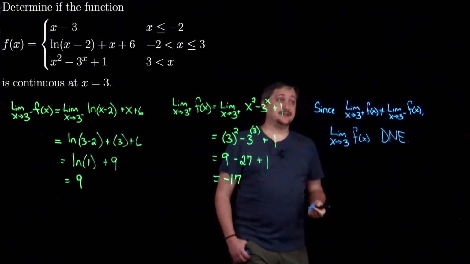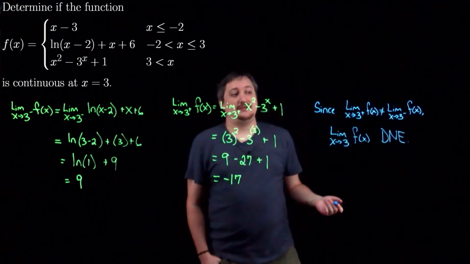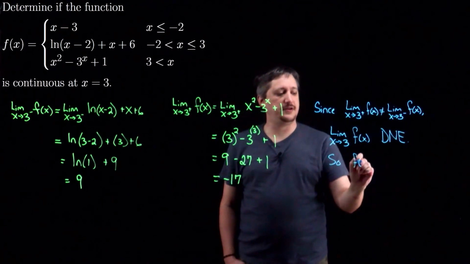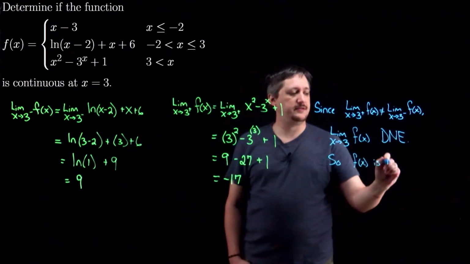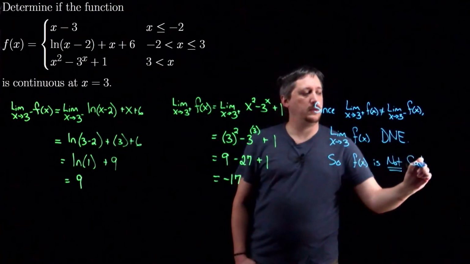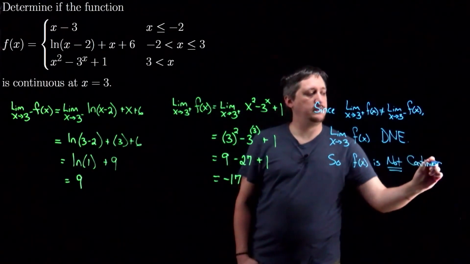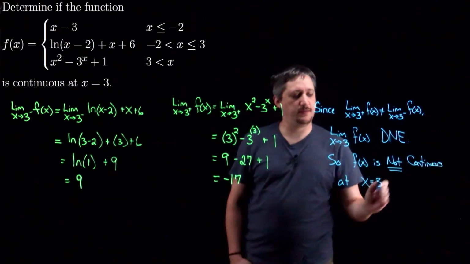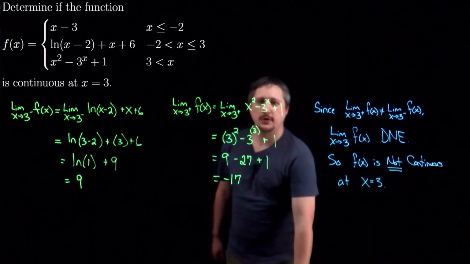And if that limit doesn't exist, remember that means that it's not continuous. So f of x is not continuous at x equals 3. Good.